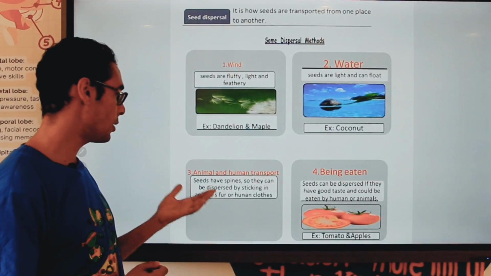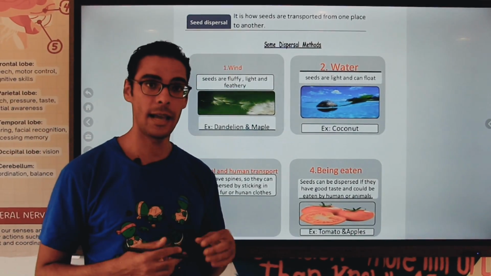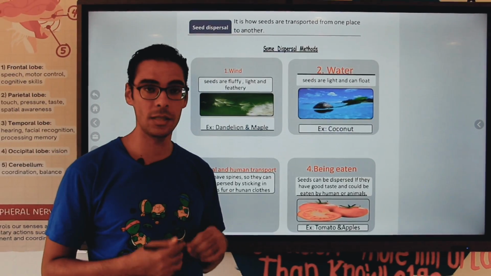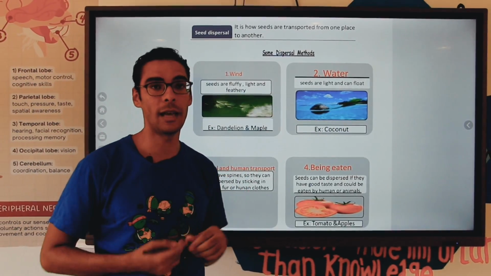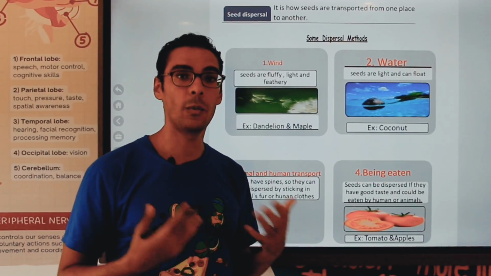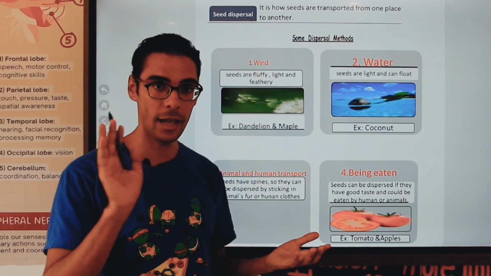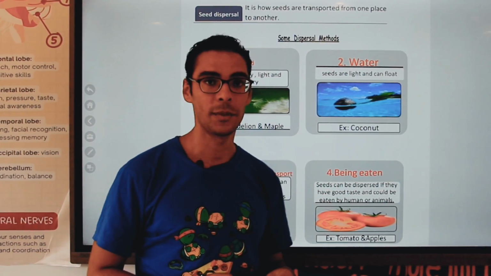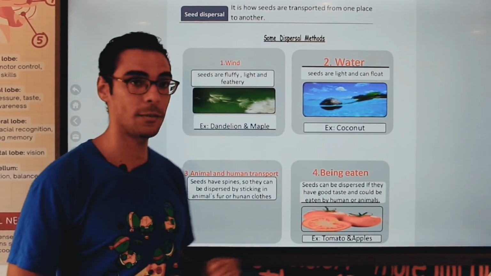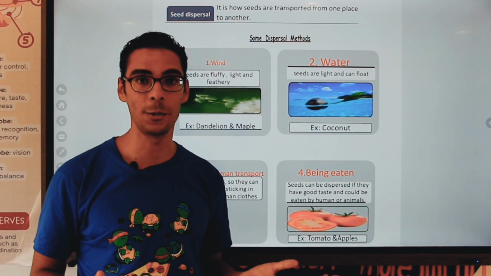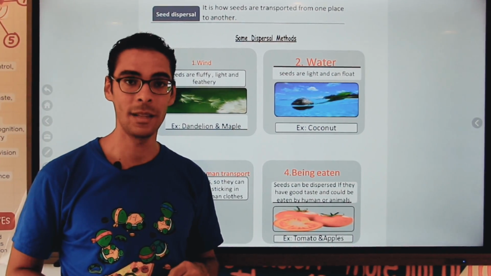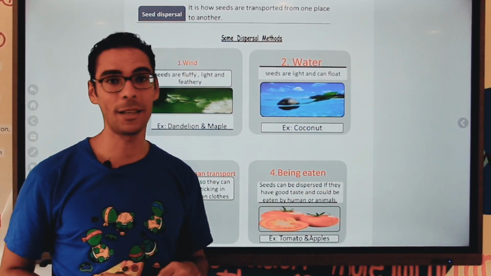After that, there are some seeds that have thorns. As you're going to watch in the upcoming videos, they stick to the human's or the animal's body, then they travel with them from one place to another. And the final one is being eaten. There are some seeds inside vegetables and fruits. Humans and animals eat them. Then they deliver the seeds from one place to another.